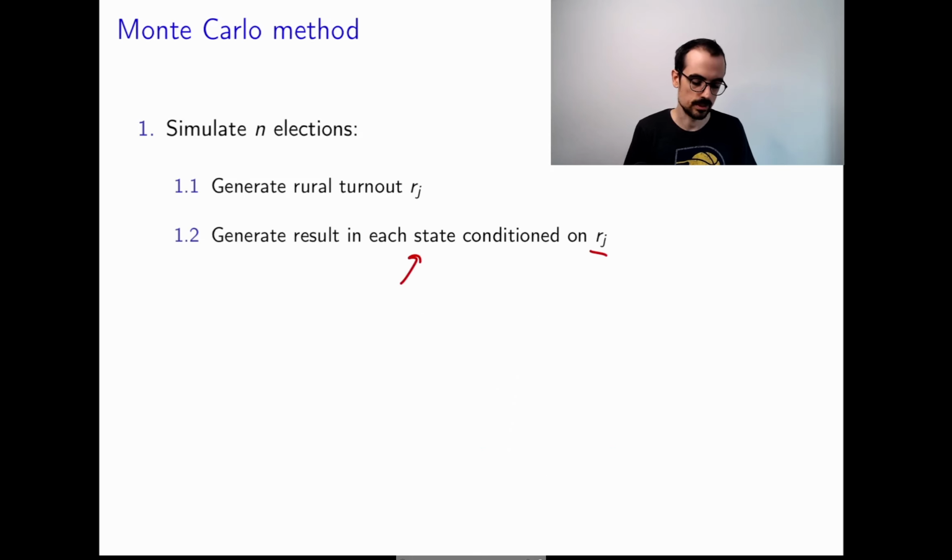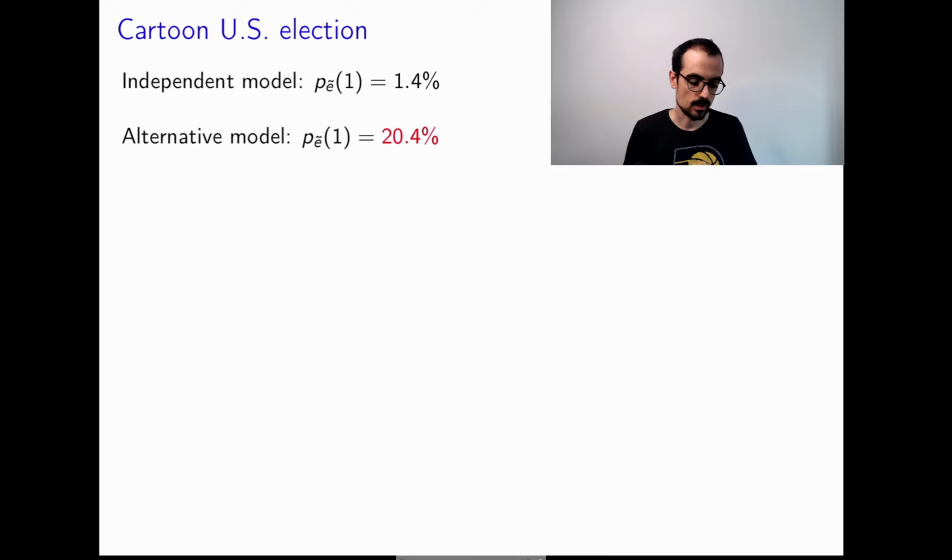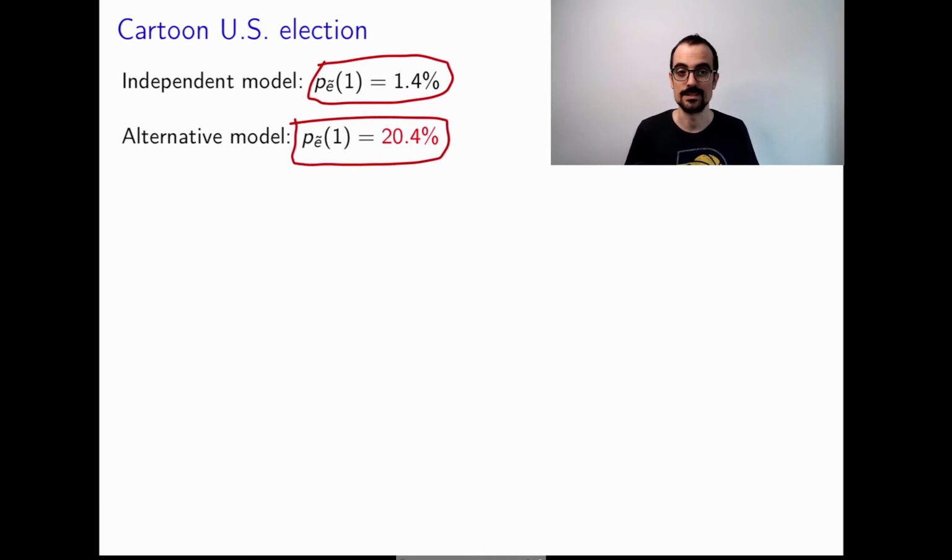And again, this is what is always done in practice. Okay, so I went ahead and did this. And remember that under our independent model, where rural turnout was independent, we got a 1.4% probability for the Republican candidate to win. It turns out that under the alternative model, the probability is 20%, so 1 out of 5 times. And something that happens 1 out of 5 times happens pretty often. So, this is kind of close to what happened in the 2016 election.